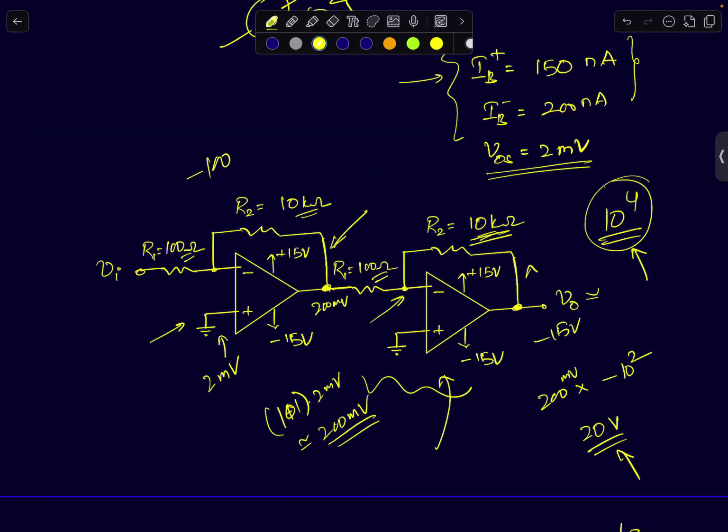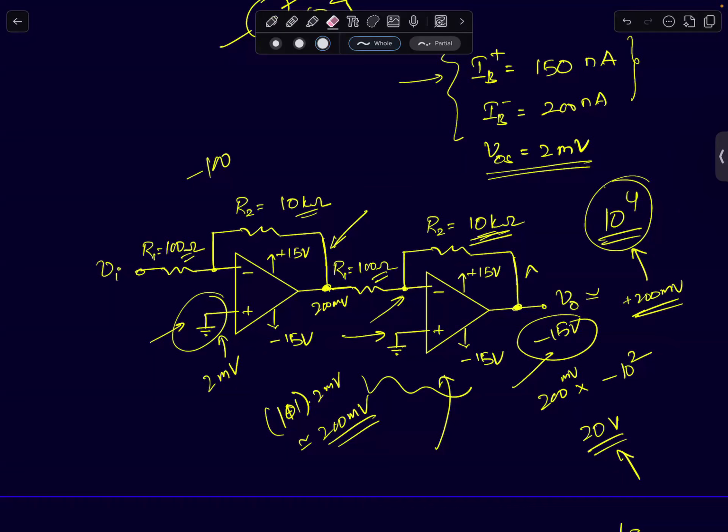All I'm saying here is that the offset of the first op-amp itself is saturating the second op-amp. I don't even have to worry about the second op-amp's offset. Yes, let's assume the second op-amp's offset is 2 millivolts again. Multiplied by the gain of 100, it's going to cause plus 200 millivolts. But since it is already saturated, the first stage offset is taking it to minus 20, so it will very comfortably be saturated at minus 15 volts.